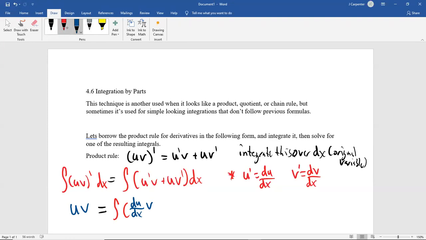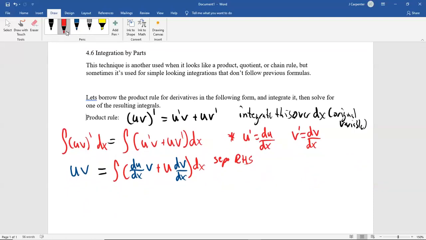And then plus u times v prime, that's really dv dx. And then there's our parentheses closing and the dx. Let's make this two separate integrals. Let's separate, abbreviated, the right-hand side.